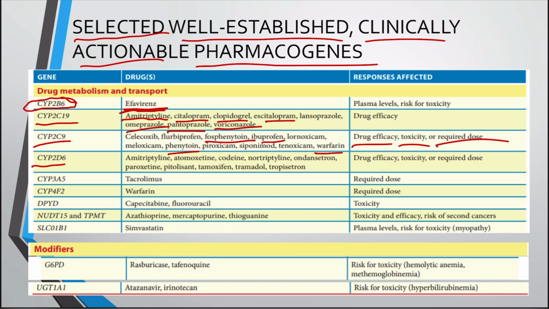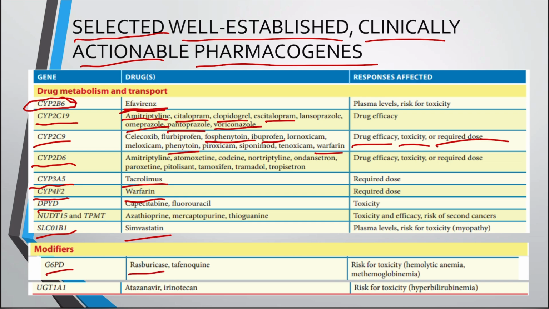Then we have CYP2D6. Then we have CYP3A4, which is responsible for the metabolism of tacrolimus. Then CYP4F2 for warfarin. Then we have other enzymes like DPYD. Then SLCO1B1 for simvastatin. Then we have modifiers, that is G6PD, which is not going to affect the pharmacological effect, but it is going to affect other effects of the drug, like some of the adverse effects. G6PD deficiency can lead to several toxic effects of the particular drug.